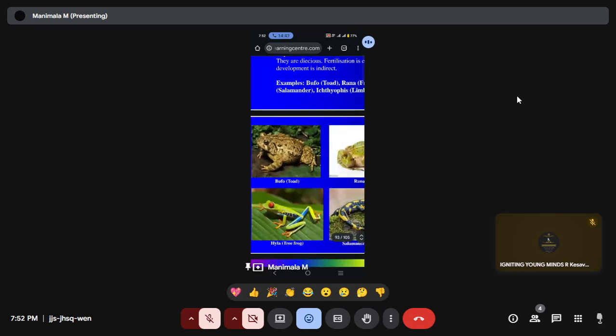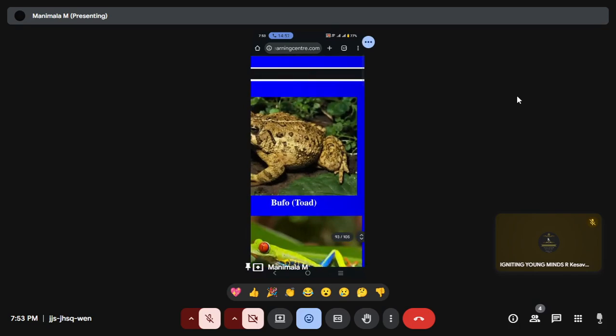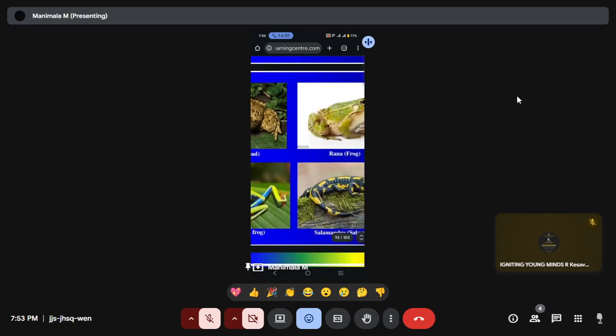They have head region and body region. Tails are absent. They have two pairs of limbs. See the skin of the amphibians. It is very smooth, moist, and naked. They are scaleless. In fishes they have scales, but amphibians are scaleless. The scales are absent, and the skin is very moist and naked.